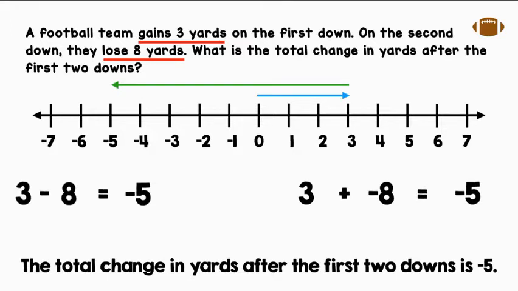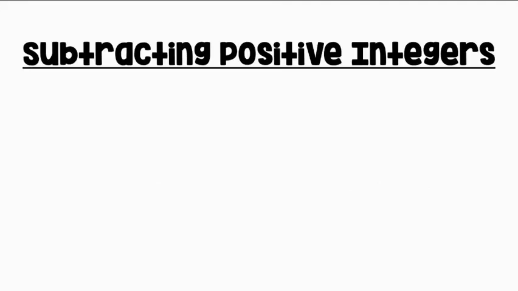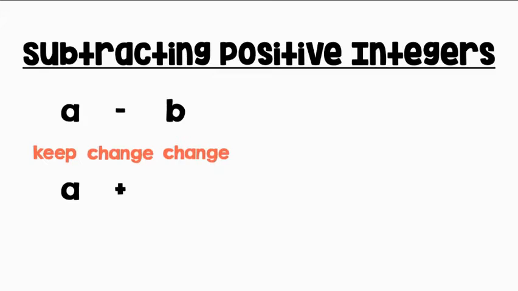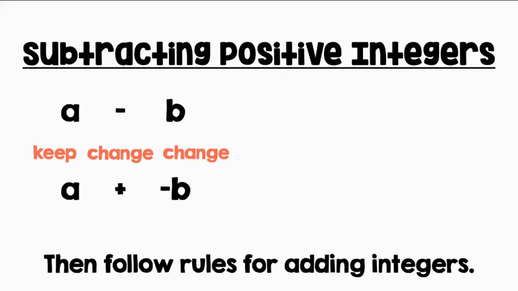Let's see how these two expressions are related. We can use the following rule to subtract positive integers. If we have two integers a and b, and we want to subtract a minus b, we can keep a the same, change subtraction to addition, and change the sign of b to its opposite. So from positive to negative. Then follow the rules for adding integers, which would be to subtract the absolute values and use the sign of the number with the greater absolute value.